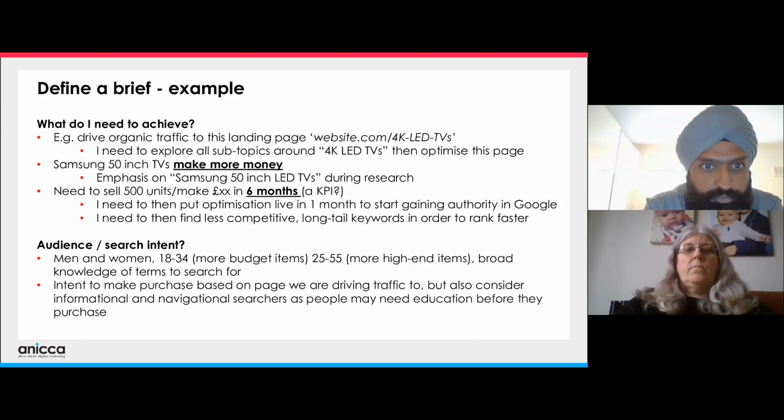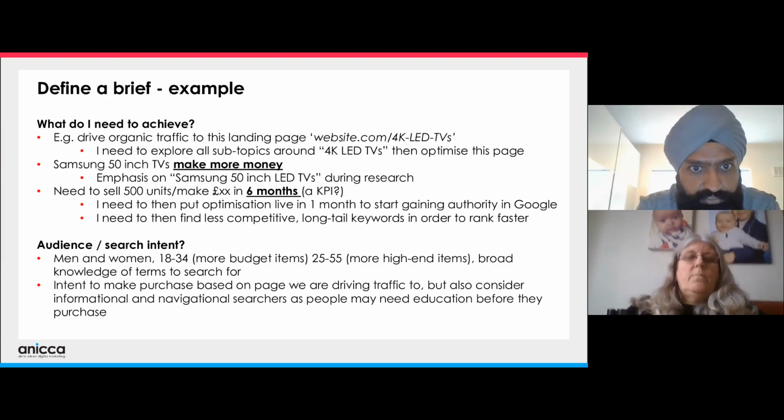So in this example, I've used about 3 examples in this deck. Where it's basically 4K TVs, I need to drive more traffic to this page. With that objective, I've figured, okay, I need to explore all the subtopics around 4K LED TVs, those are my search intents and topic breakdowns, and then optimize that landing page. The other objective I've got here as an example: Samsung 50-inch TVs make more money. So the natural thing is to put emphasis in the research on that specific subtopic. If this was an actual campaign, I'd make a note of that in an Excel doc or a Word doc.